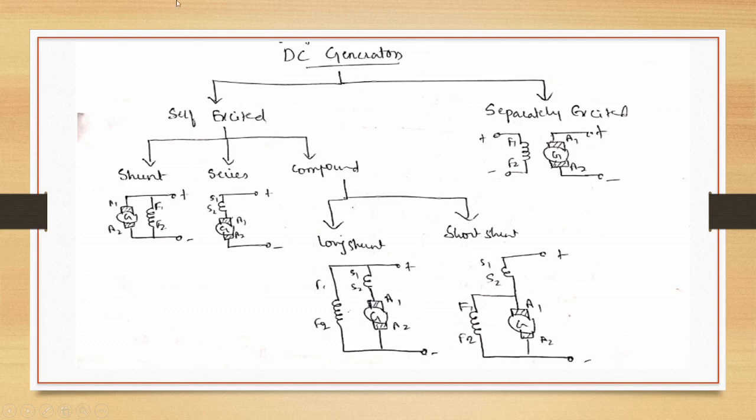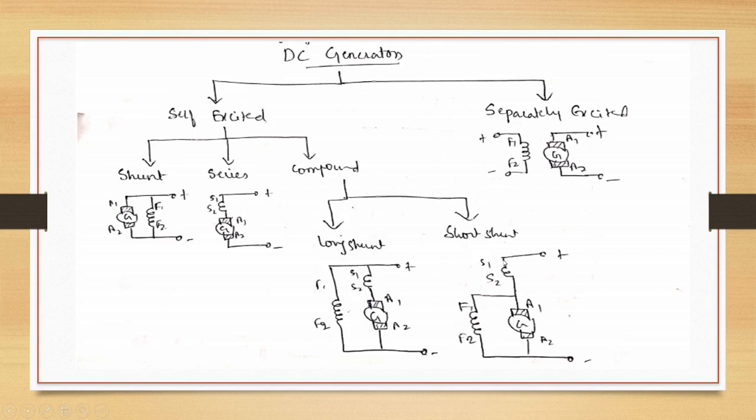Now let us see the second type, the self-excited DC generator. In that we have three types based on how the armature winding is connected along with the field winding, that is shunt, series and compound. A shunt generator is one in which the field winding is in parallel with the armature winding. A series generator is one in which the field winding is in series with the armature winding. A compound generator is one in which both series and parallel windings are connected.